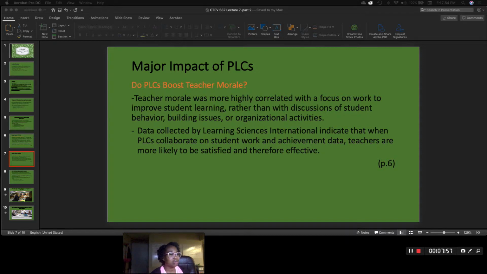That's why PLCs can be really powerful, because they give you a different way of looking at the same problem or the same challenge. So data collected by Learning Sciences International indicate that when PLCs collaborate on student work and achievement data, teachers are more likely to be satisfied and therefore effective. So you become more effective and you become more satisfied in the fact that you think you can make a difference, that you think that you have a team with you that are out there with you trying to make the same difference. And that's what really shapes things and changes the mindset, changes the perspective.